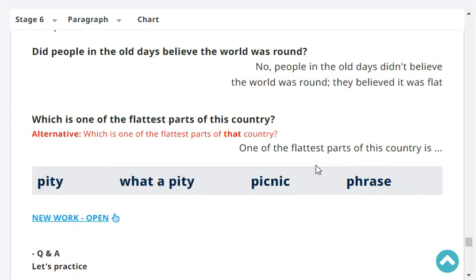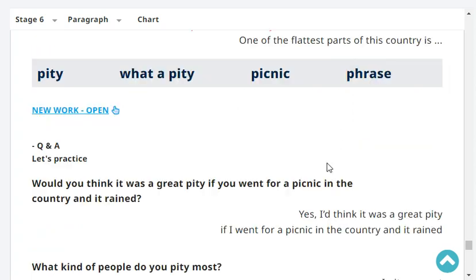Which is one of the flattest parts of your country? One of the flattest parts of my country is Kyoto. Very good. Okay, that's the end of our revision.